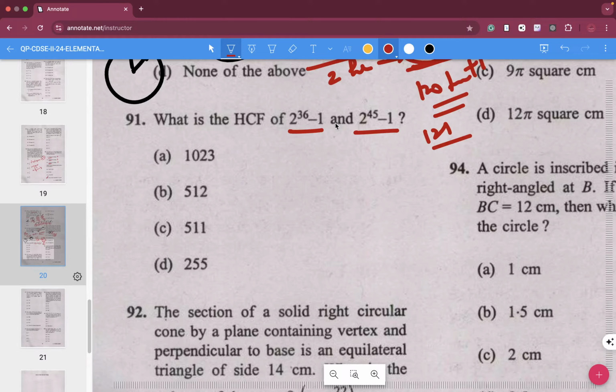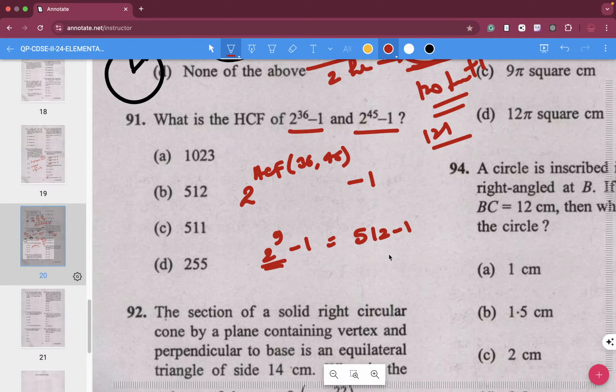So what is the HCF of this particular value, folks? If you have done the PYQs, for such a type of question, it is 2 raised to the power HCF of 36 and 45, which is 9, minus 1. So 2 raised to the power 9 is 512, minus 1 is 511.